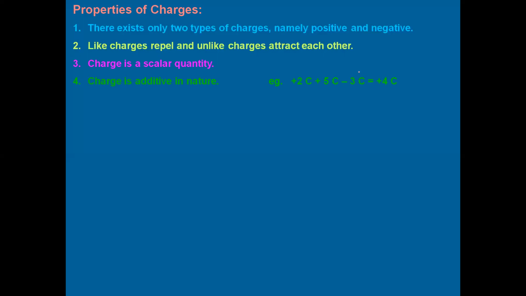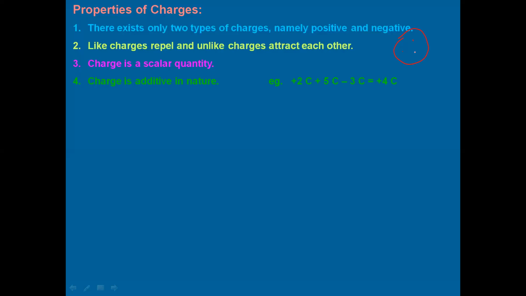The fourth property is that charge is additive in nature. Suppose you have an object. Inside the object, if there are three charges placed at different locations, in order to find out the total charge enclosed within that body, regardless of the position of the charges, you can just add the three charges.